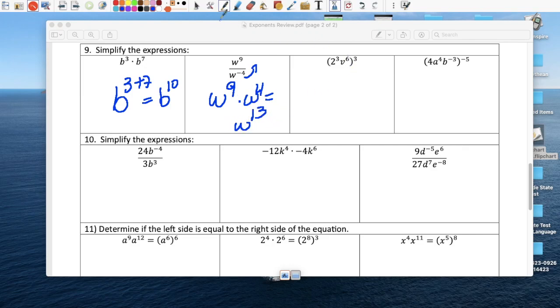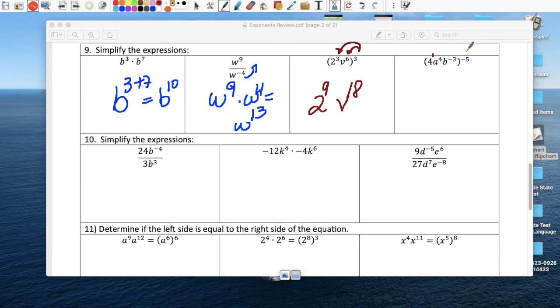That's your answer. This is a power to a power, so make sure when you have an exponent outside the parentheses, you multiply that exponent times every power inside the parentheses. So let me write the 2 and the v first. For the 2, it's 2 to the third power, so 3 times 3, we get 9. And for the v, we're multiplying 6 and 3, we get 18. Final answer.